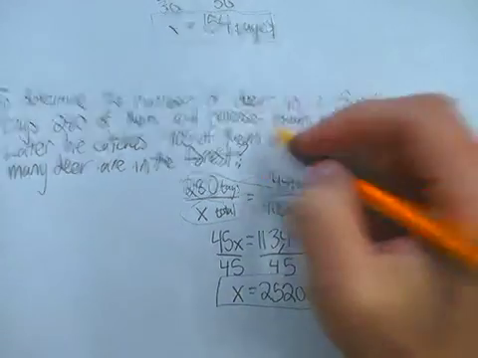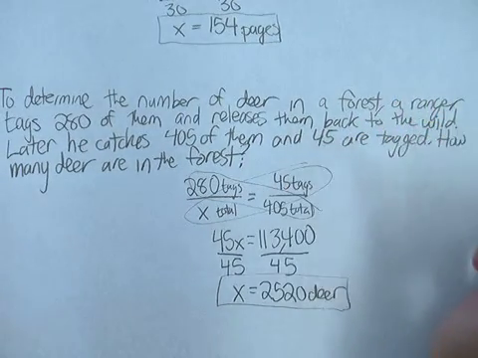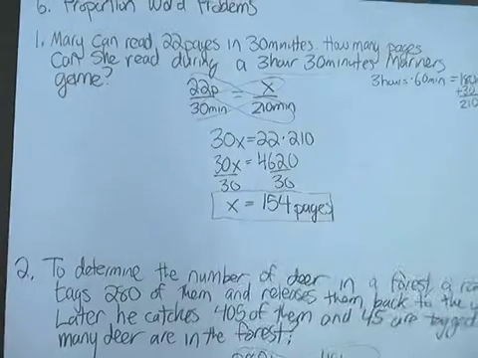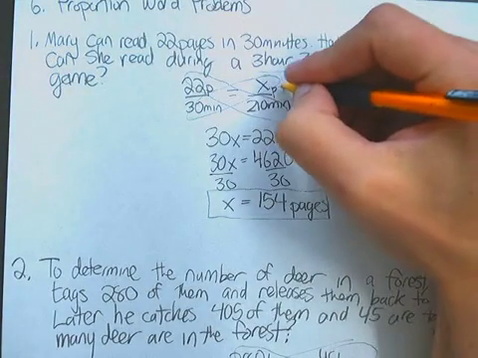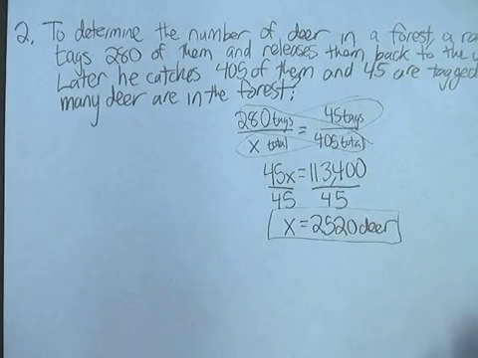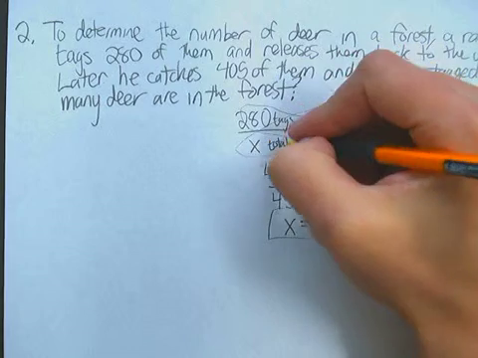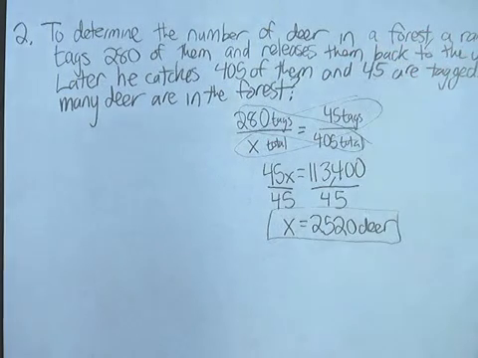So in this section, it's very similar to our proportion section. You're just going to have to create the proportion yourself. It's very important to be careful, and up here we did pages over minutes, and we did pages over minutes here. And down in our second problem, we did tags over the total and tags over the total.